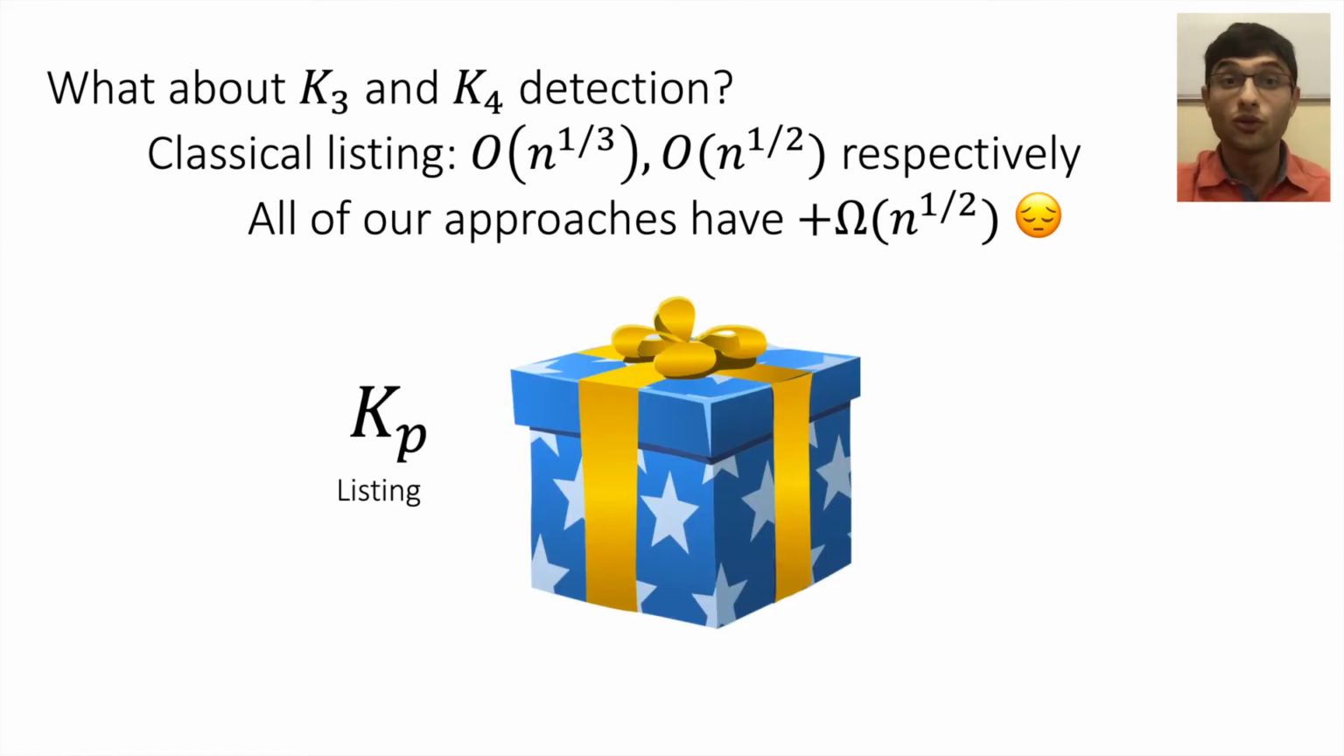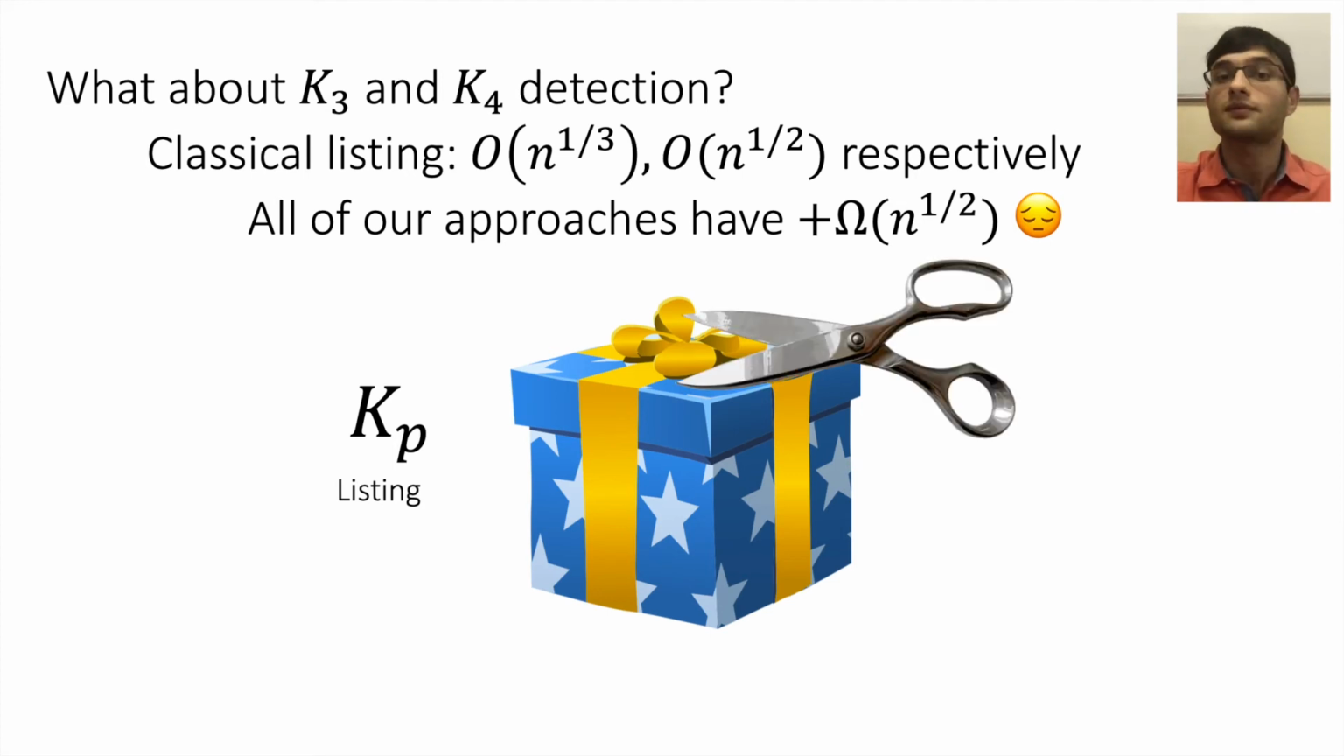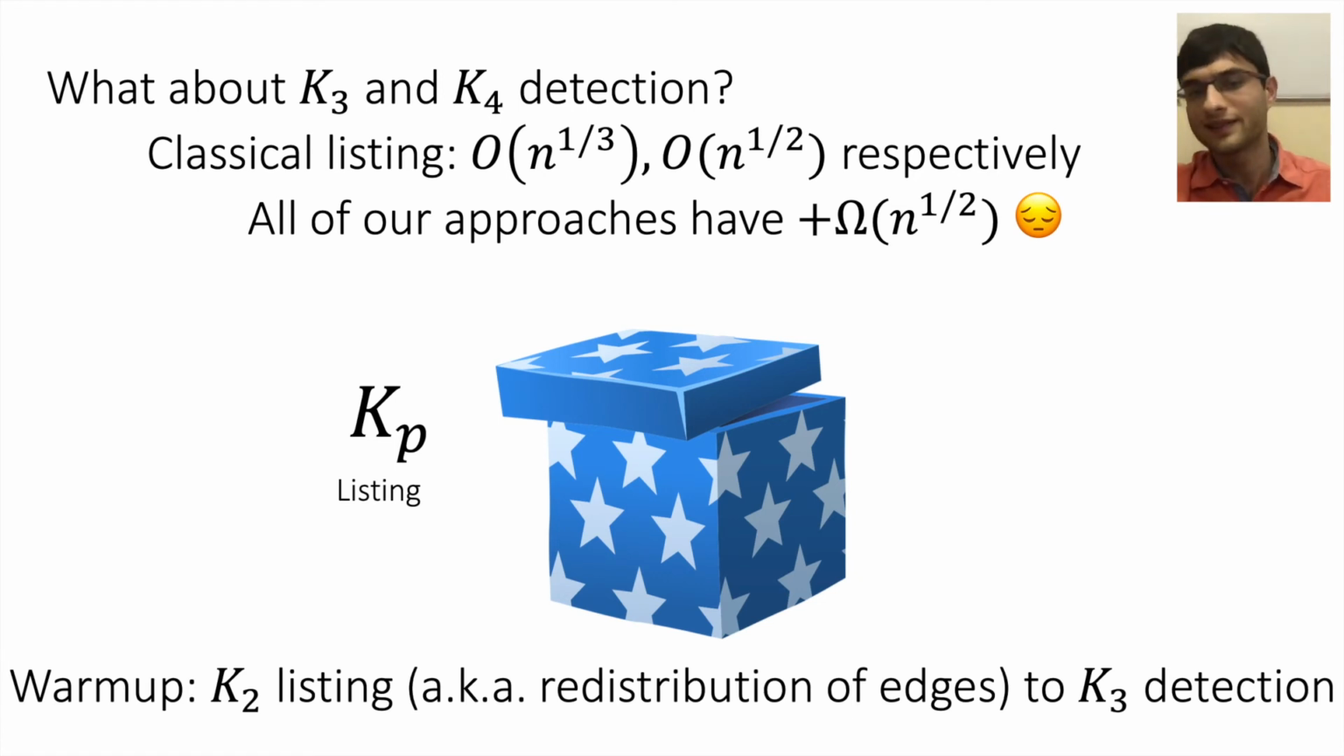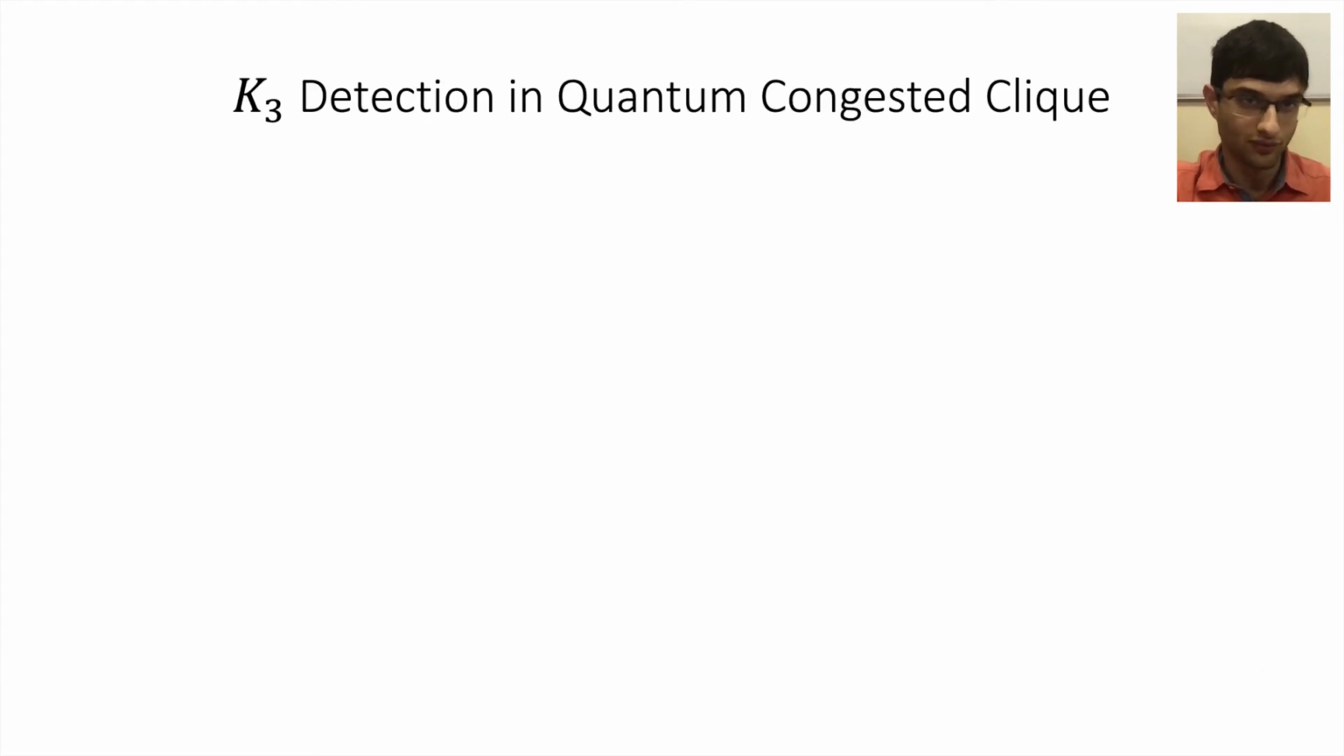And so it turns out that in order to solve this problem, what we need to do, so far we used a black box listing algorithm. We just used an existing algorithm somewhere in the congested clique, and we didn't use any of the properties specific to a certain algorithm. We need to open up this box. We need to now tailor this listing algorithm to be able to work with the quantum algorithms that we show. And so let's start with an example of how we take K2 listing and show K3 detection out of it. Where K2 listing is basically just a redistribution of the edges in the graph, because K2 is just an edge.